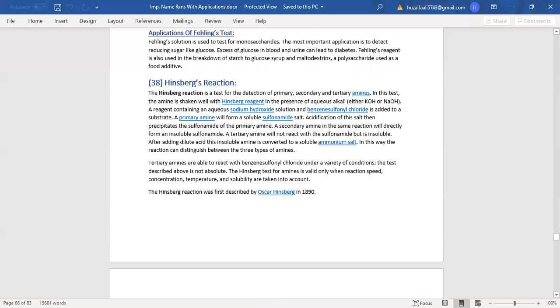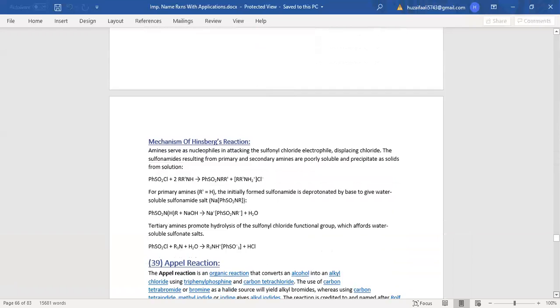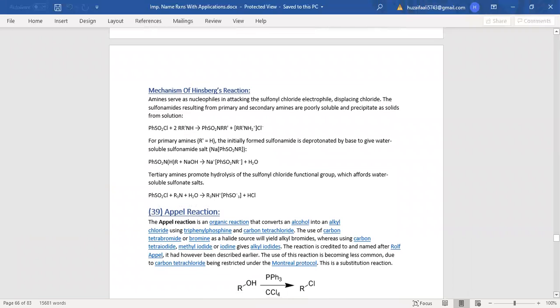Tertiary amines are able to react with benzenesulfonyl chloride under a variety of conditions. The test described above is not absolute. The Hinsberg test for amines is valid only when reaction speed, concentration, temperature, and solubility are taken into account. The Hinsberg reaction was first described by Oscar Hinsberg in 1890. Mechanism of Hinsberg reaction.